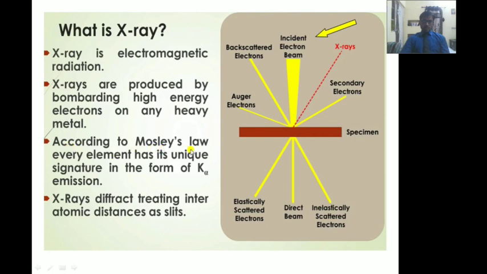According to Moseley's law, every element has its unique signature in the form of K alpha emissions. Friends, there are characteristic X-rays and continuous X-rays coming out from the specimen. In X-ray diffraction, we generally use the characteristic X-ray to scatter from the atoms of your material, because this characteristic X-ray has a monochromatic wavelength. That monochromatic X-ray is created by bombarding a target material, which may be copper, molybdenum, cobalt, nickel and so on. Okay, so this is the brief introduction about the X-ray.